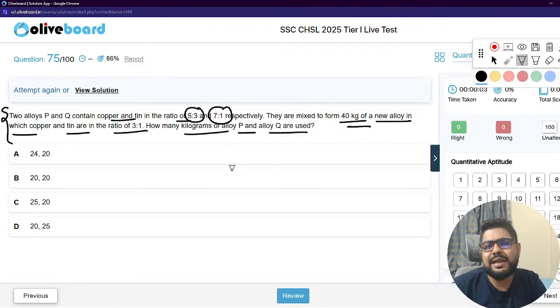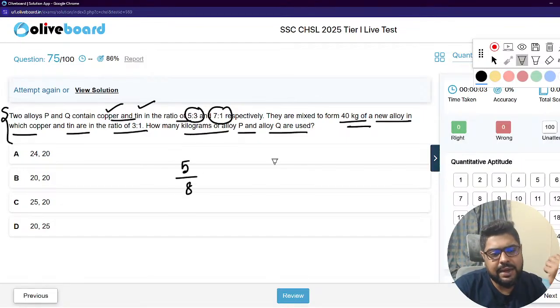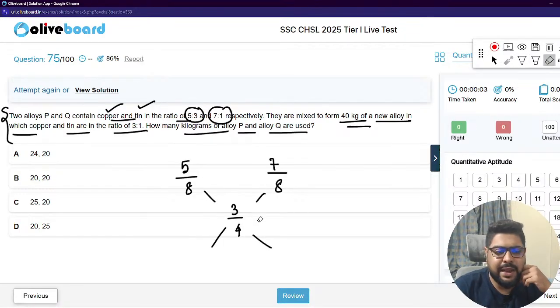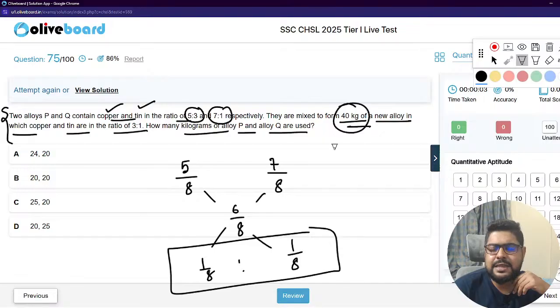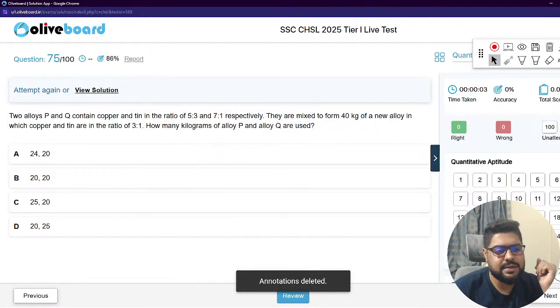Sir, take allegation. Take allegation like with this. So we can take allegation either with copper or tin. So let's take copper, sir. Copper is 5/8. This is 7/8. This is 3/4. Take allegation sir. The 3/4, sir, let's make it 6/8. Calculations will be a little easier. So it is 1/8, 1/8. That means sir 1:1 will be the answer. So 40 kg in 1:1, 20:20 is the answer. Option B is the correct answer sir.